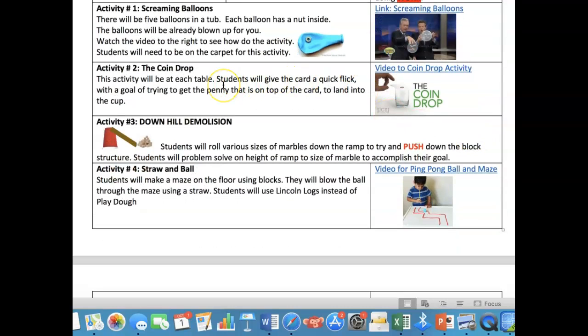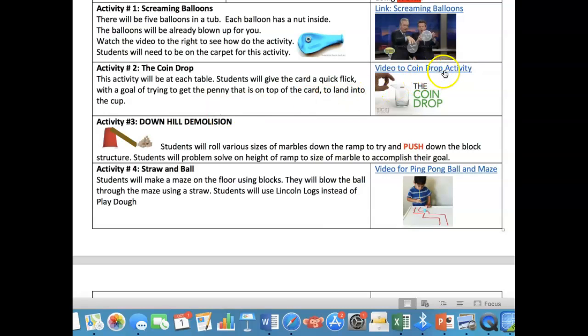Second activity is the coin drop. This will be at the tables. The student will have a card. They'll put the card over a glass, and on top of the card, they'll put a penny. And then with a quick flick of their finger, they'll flick the card out off the cup, and the penny hopefully will fall down on the inside. And if it doesn't work, then that means they have to get that motion a little bit quicker.